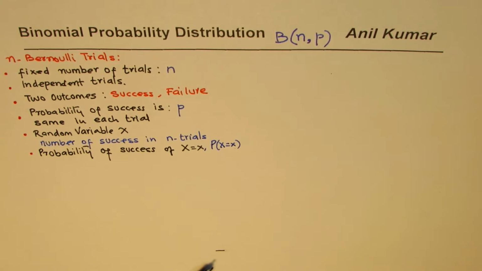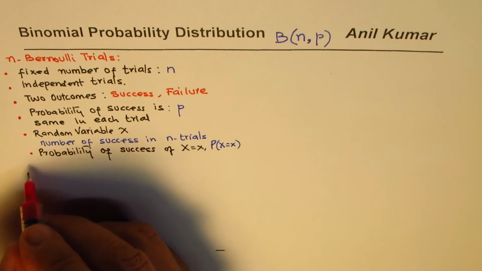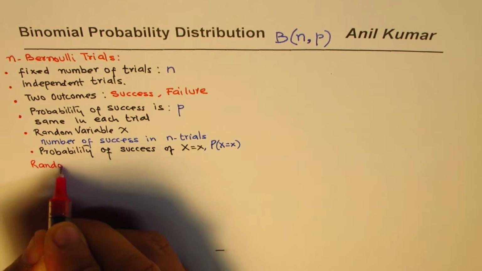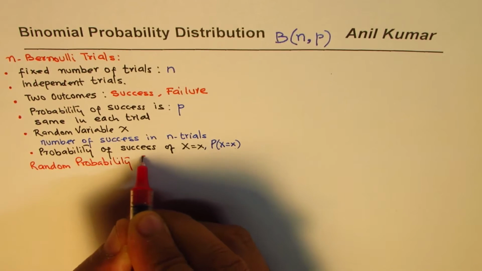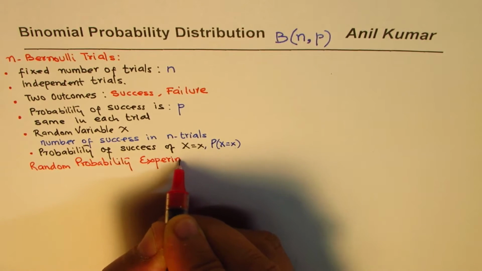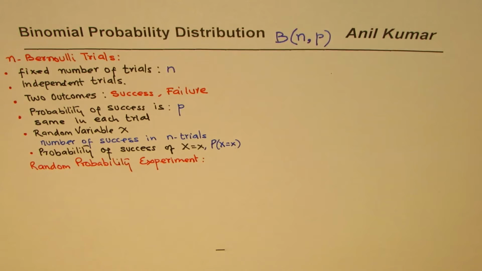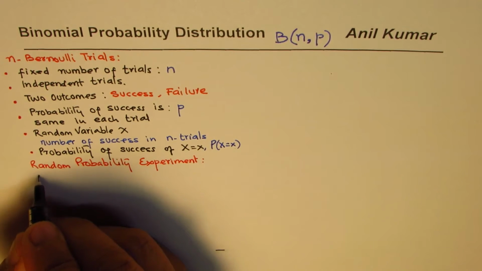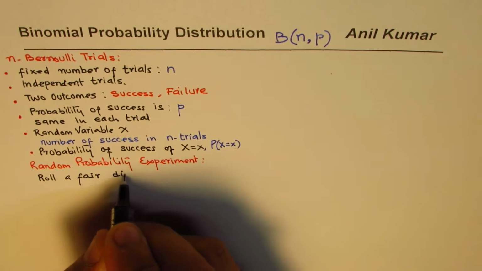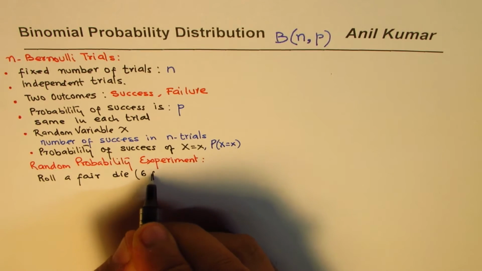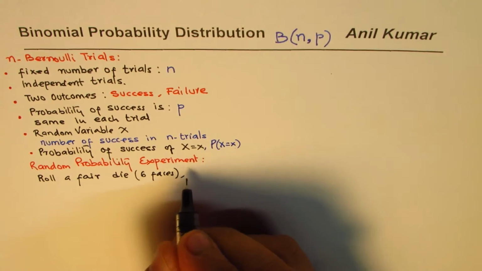Now let us take up an example. What I will do now is create a random probability experiment, and we'll see how these values are related. In this experiment, let us say the experiment is to roll a fair die, which has 6 faces, 3 times.